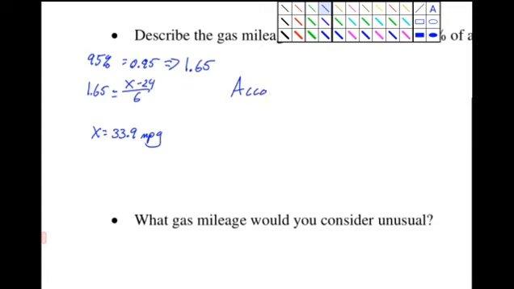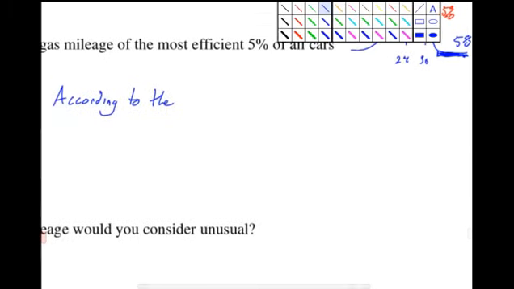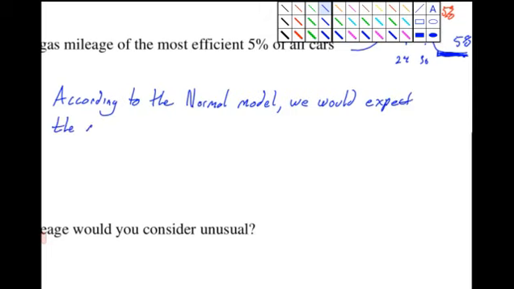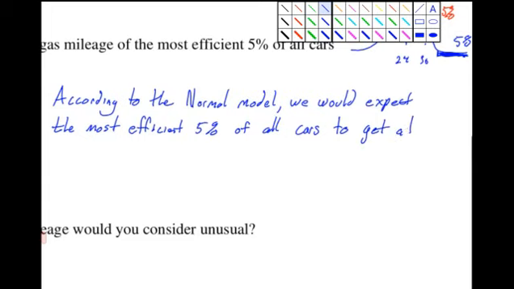According to the normal model, we would expect the most efficient 5% of all cars to get at least 33.9 miles per gallon.